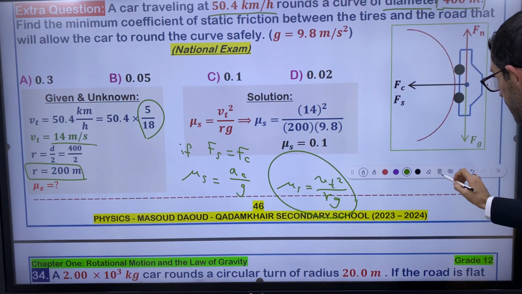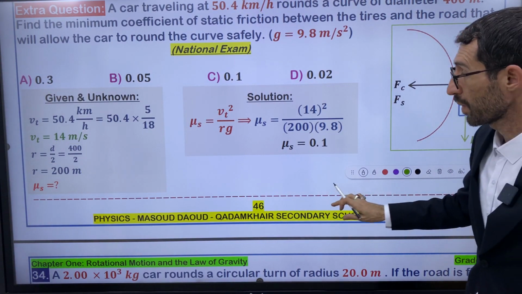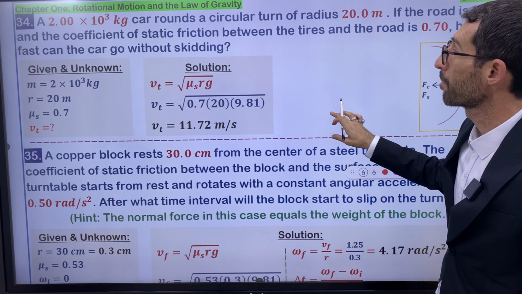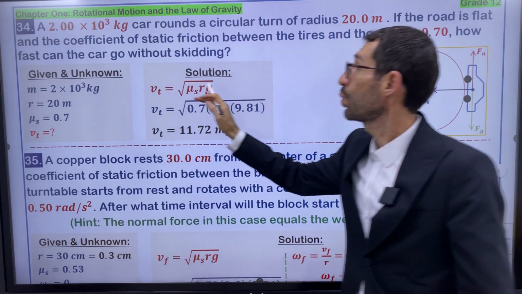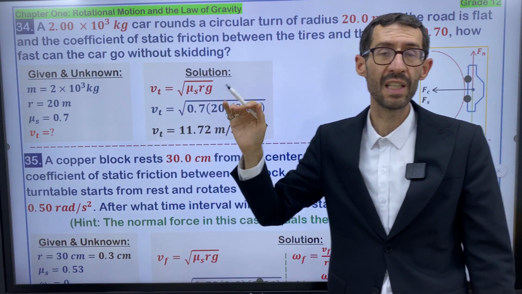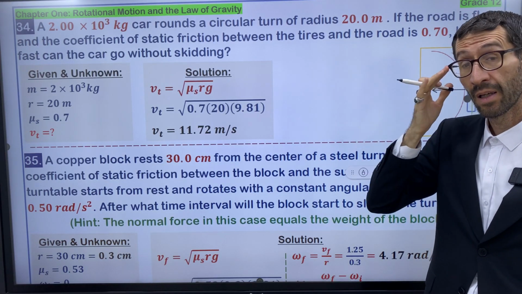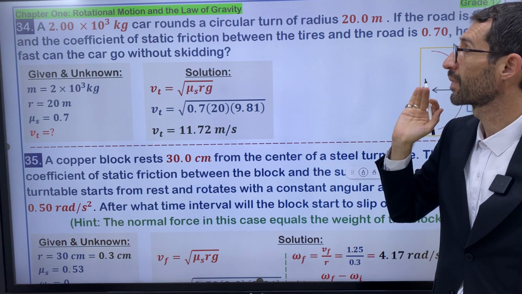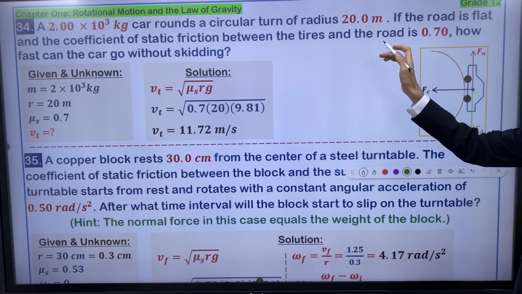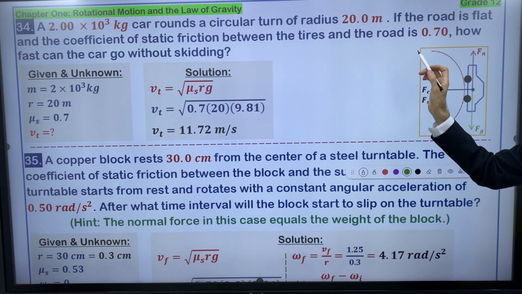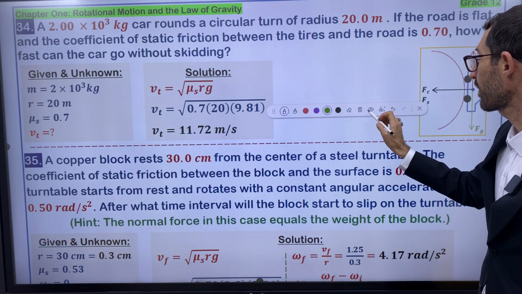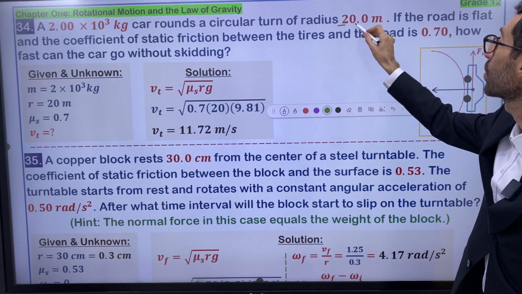Let's move on to another question, which is question 34. Let me read question 34 for you. A 2 times 10 to the 3 kilogram car means 2,000 kilogram car, 2 tons. The mass of the car is 2 tons. Round the circular turn of radius 20 meters. So this is the radius of the circular path, right? We have the radius of the circular path, 20 meters.